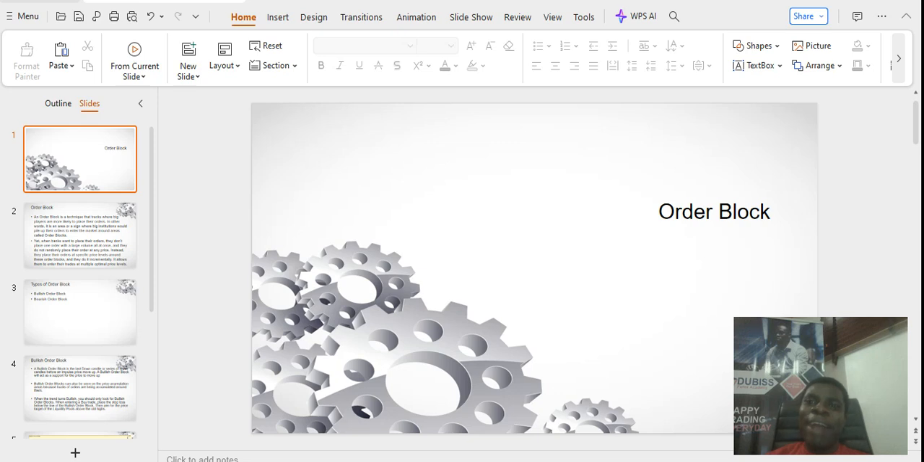So today we are back again to show you an interesting topic called order block. We want to dissect an order block. Before we go into it, we want to know what is this order block? How can we identify it? How can we use it to enter our trade and also make profit from it?